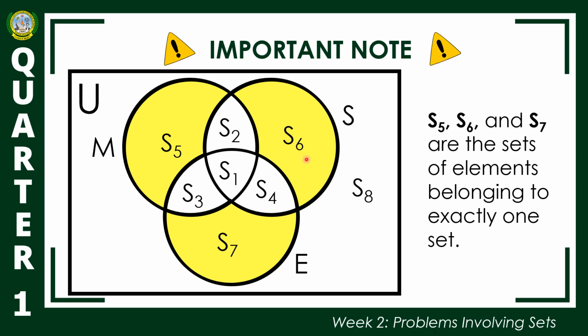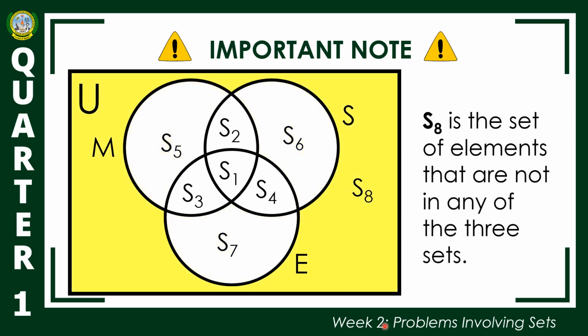S sub 6 contains the elements that are in S only. S sub 7 contains the elements that are in E only. Set 8 is the set of elements that are not in any of the 3 sets. Sa madaling salita, ito po yung nasa labas ng set M, set S, at set E. Dapat po ay atin pong tandaan ang ibig sabihin ng mga symbol na inassign natin.